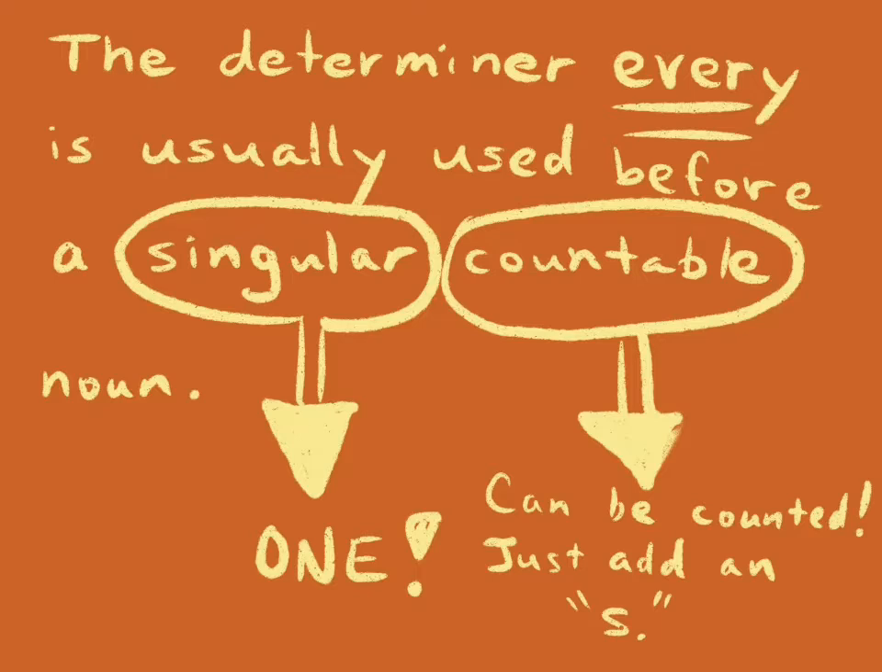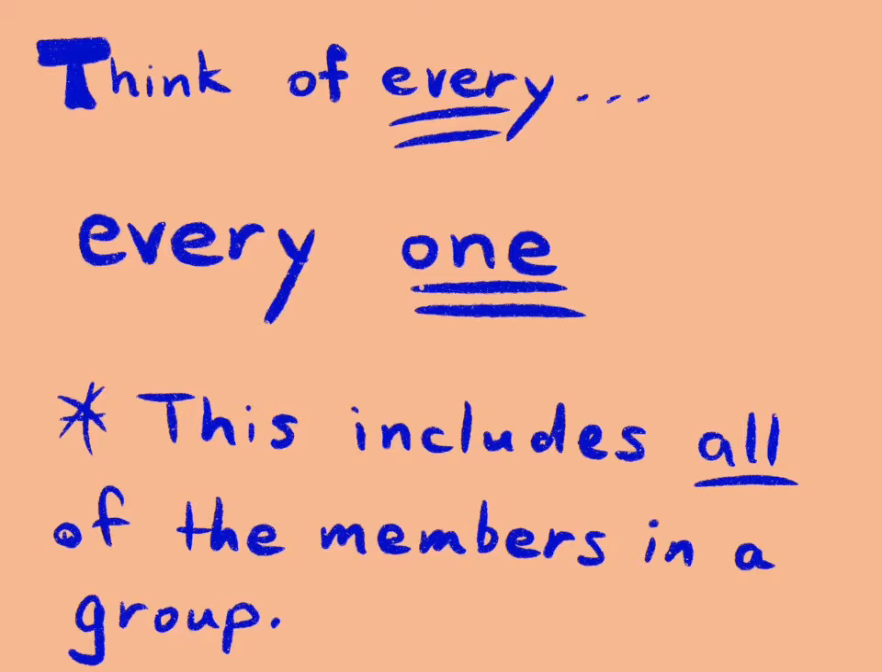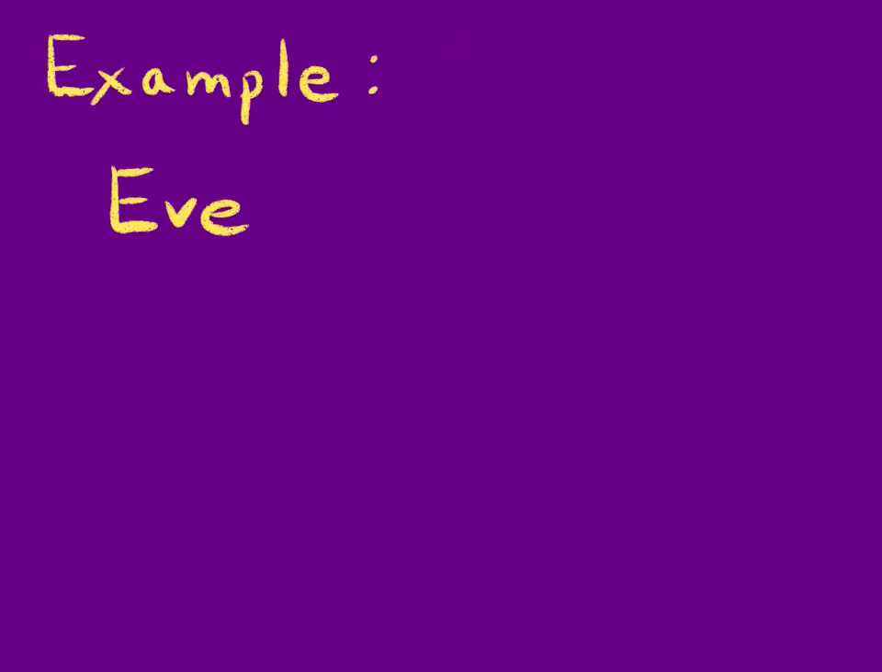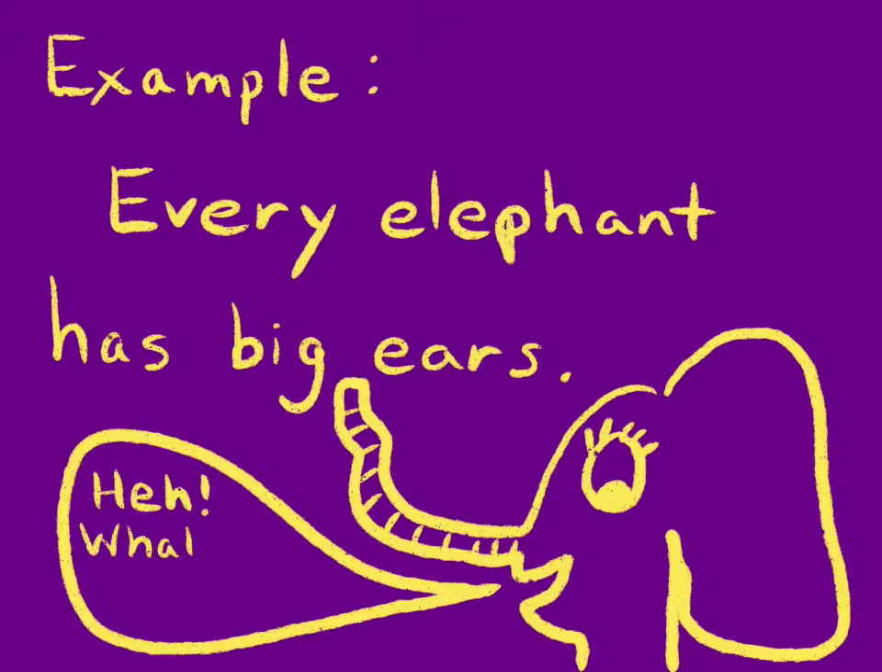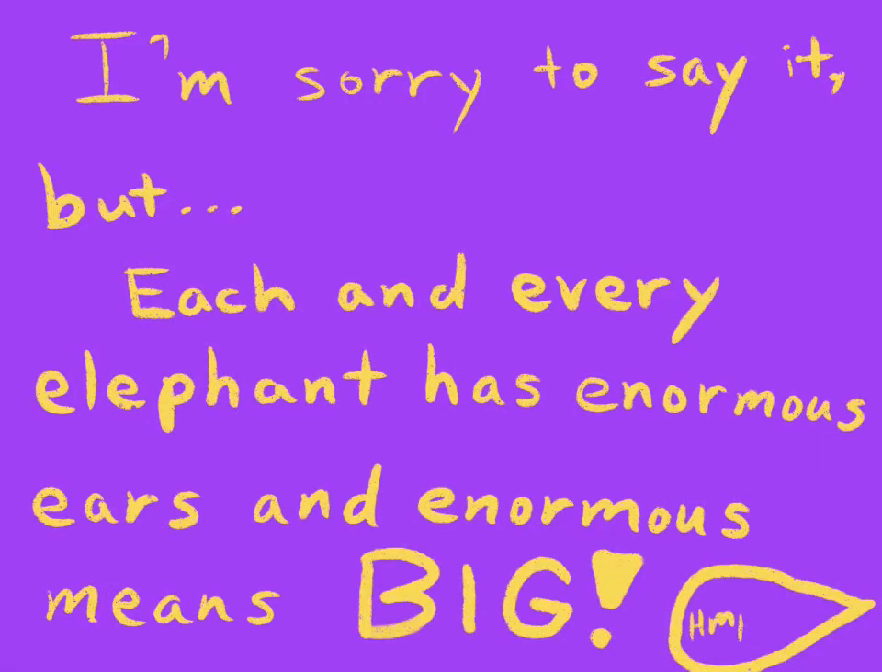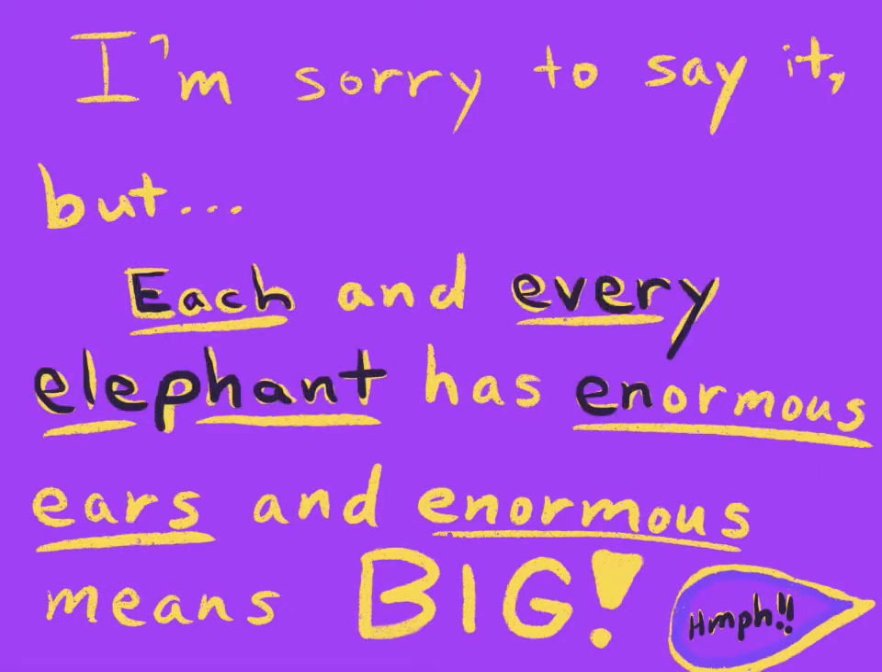Singular means one, and anything that's countable, you can later add an S to make plural. Think of every one. This includes all of the members in a group. For example, every elephant has big ears. Hey, what did you say? I said every elephant has big ears. I'm sorry to say it, but each and every elephant has enormous ears, and enormous means big.